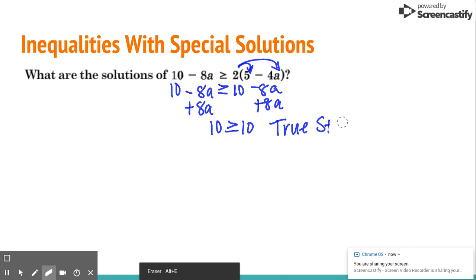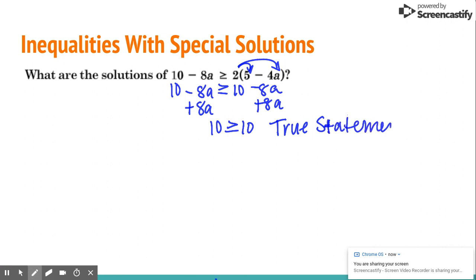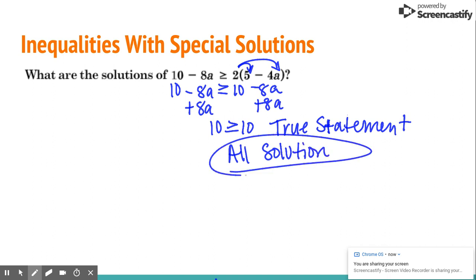True statement, which means all solutions, infinitely many solutions, however you'd want to write that. Okay? Pause this if you want to write it into your notes because I'm about to erase it.